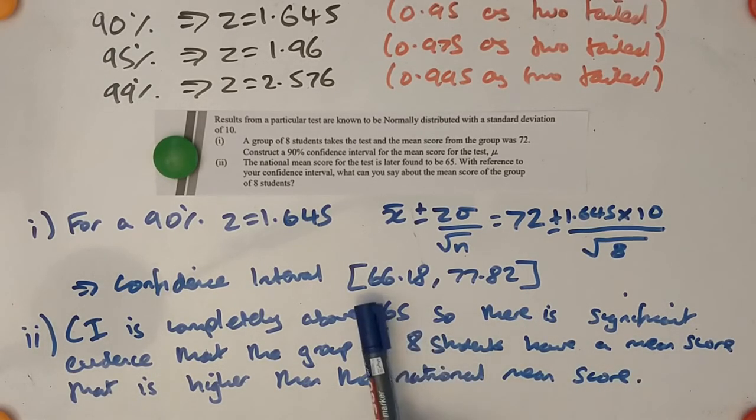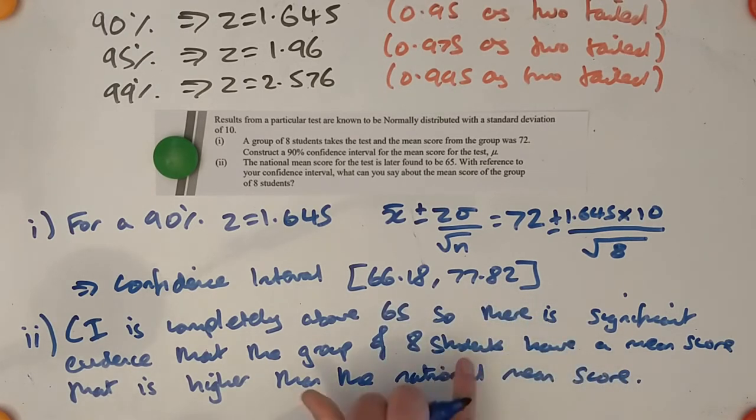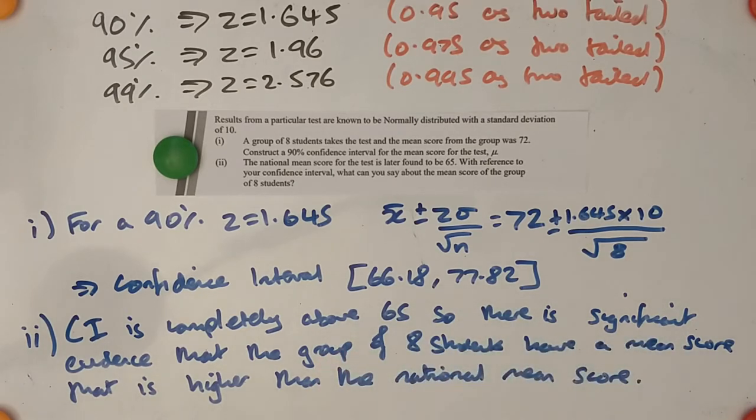So here our confidence interval is 66.18 to 77.82. Okay, but the national mean is 65. So because all the values in our confidence interval are bigger than 65, that means we have sufficient evidence to say that we've got a significant result.